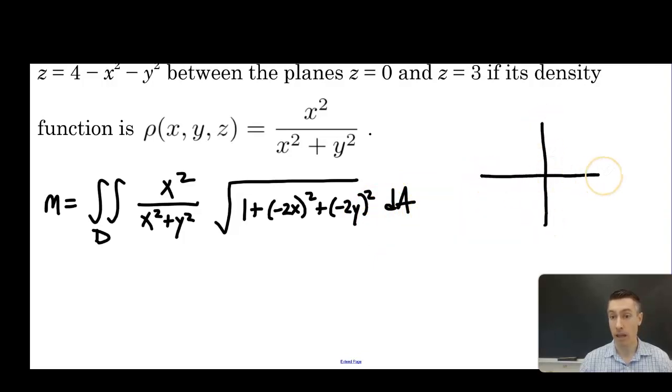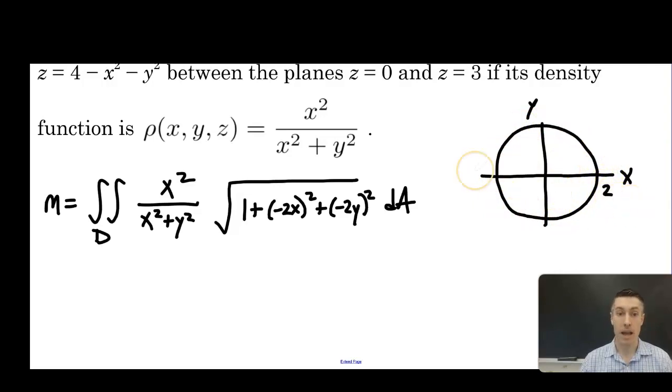So if we think about the intersection of the paraboloid with the two planes, at z equals 0, we would have x squared plus y squared equals 4. So we have a circle of radius 2. And then when z equals 3, we'd have x squared plus y squared equals 1. So we have a circle of radius 1. So the region we're integrating over is the ring shape here. So polar, again, makes a lot of sense, so we can convert this double integral to polar.